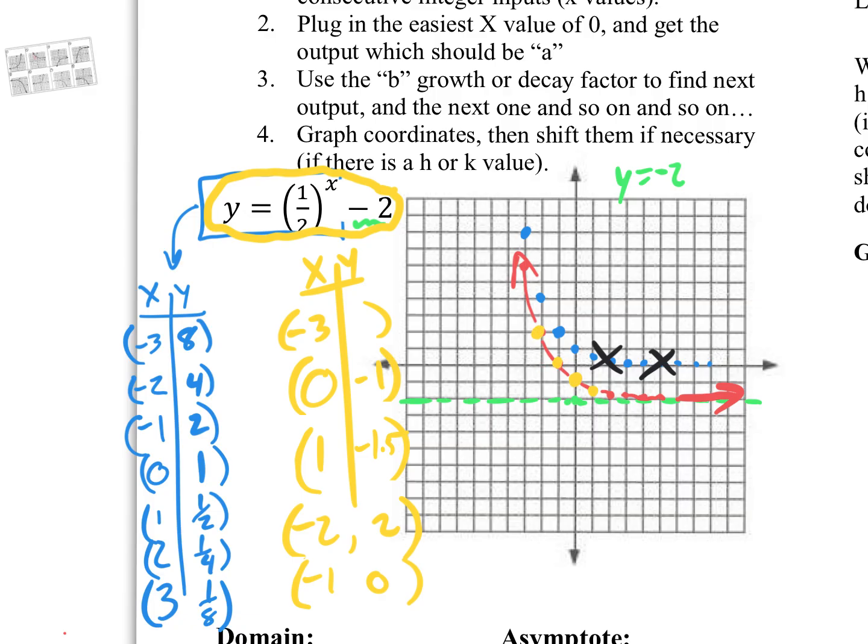So you're going to end up with the same graph. It's just a different method. So it's totally up to you. Do you want to ignore the K value, come up with some points, and then shift it? Or do you want to include it and do a lot of math? And that's totally fine if you want to do it that way. And you'll get that same graph, okay?